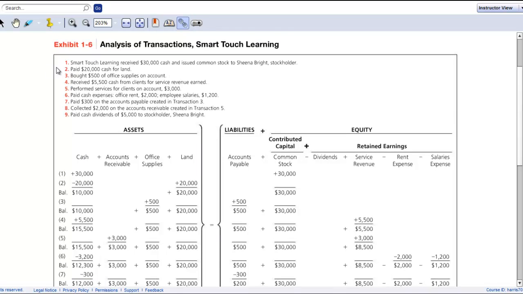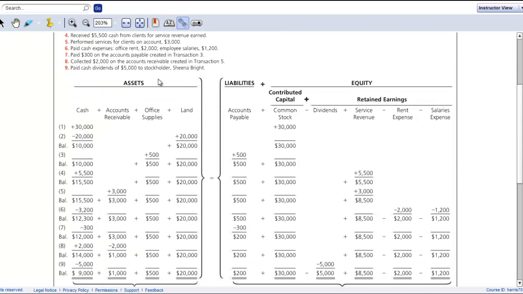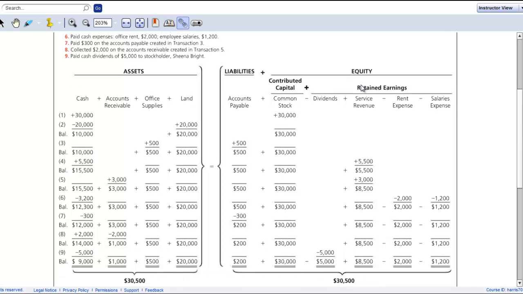This is the example of all these transactions, and here we recorded, based on the accounting equation, how they impacted each one of these different accounts. These four here are assets, accounts payable is a liability, and then we have stock, dividends, revenues, and whatever expenses we have, which are going to be equity items. After every transaction, notice we are calculating a balance.